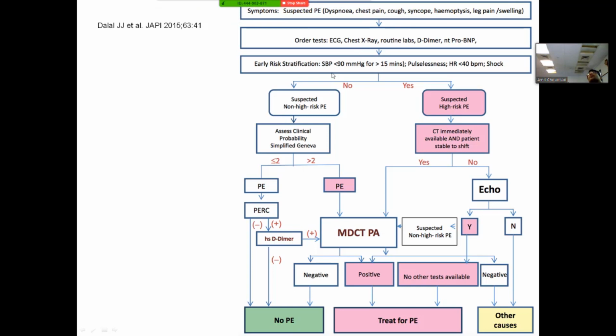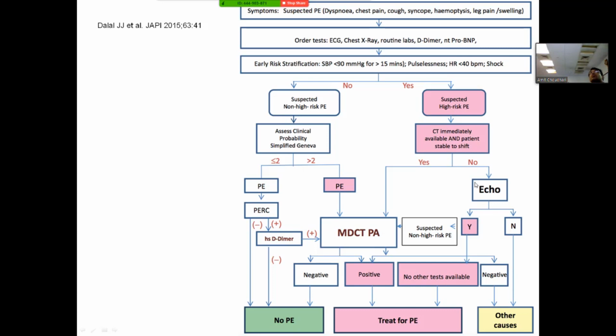So clinically, there are some inputs. That is, if the systolic blood pressure is less than 90 and remains so for more than 50 minutes, there is pulselessness, the heart rate is below this, and the patient is in shock, and the suspected PE is very high, you do the imaging without any D-dimer. Patients go directly to the department, and if the patient is able to shift, then you do the MDCT angio.